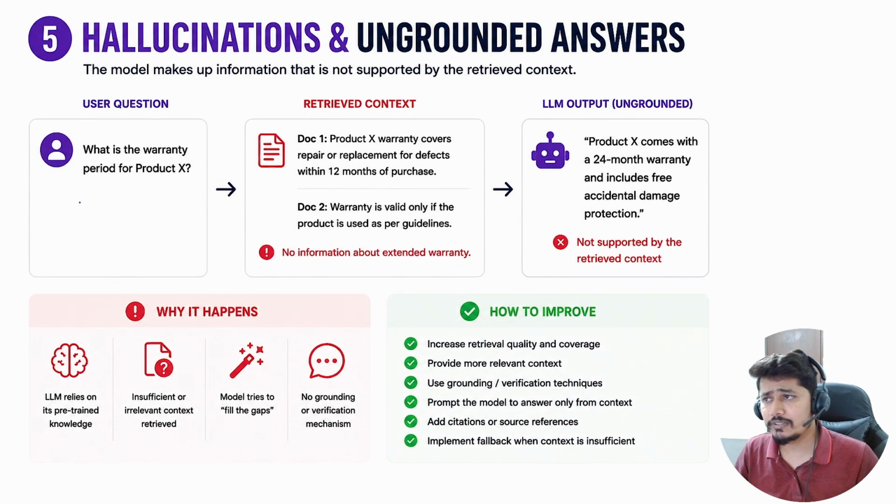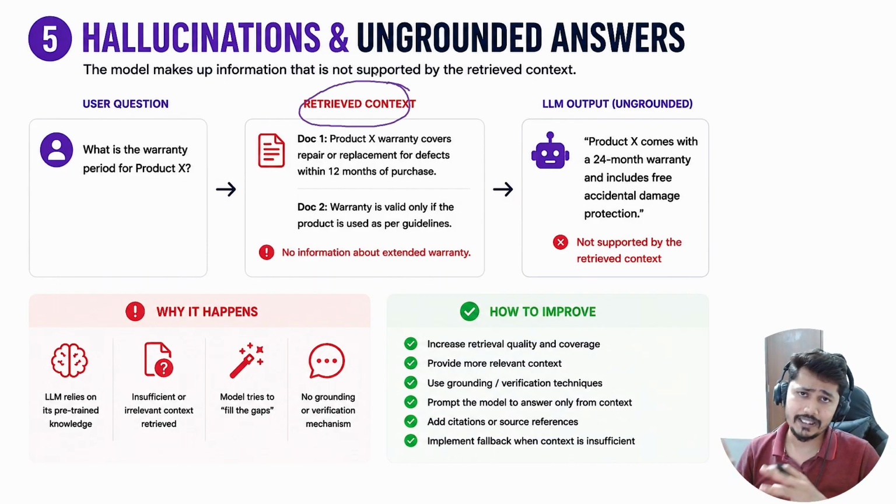Moving to the next: hallucination and ungrounded answers. This is a common problem in RAG applications as well, because if your retrieval is not good, obviously your LLM will start hallucinating. Everything depends on the context that you are retrieving. So this can be easily tackled by improving your retrieval quality.